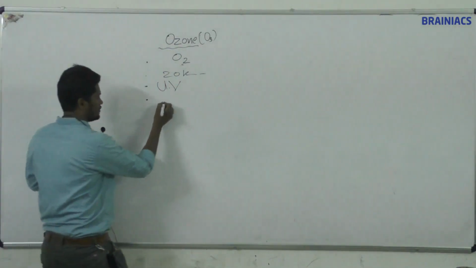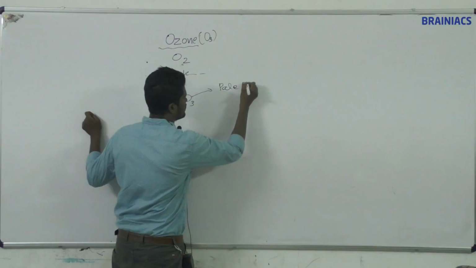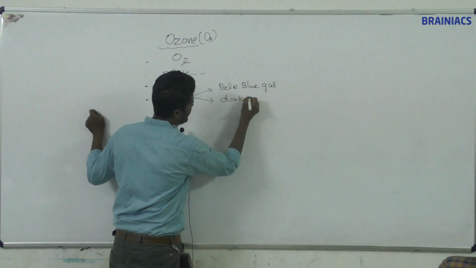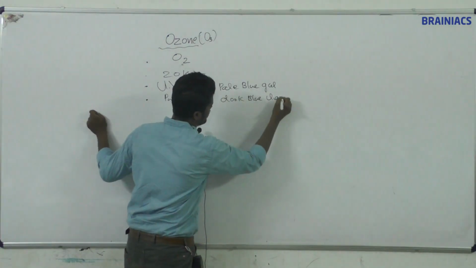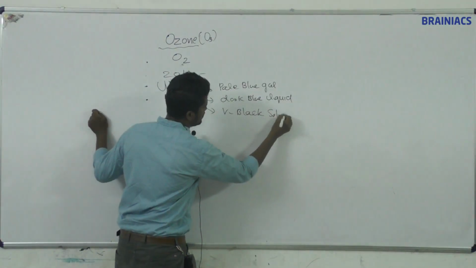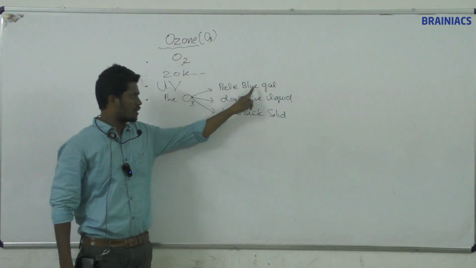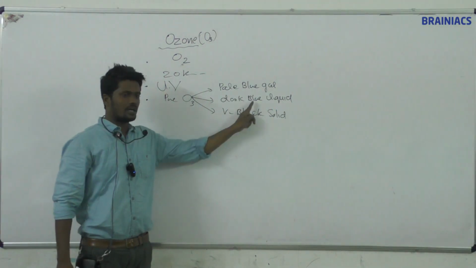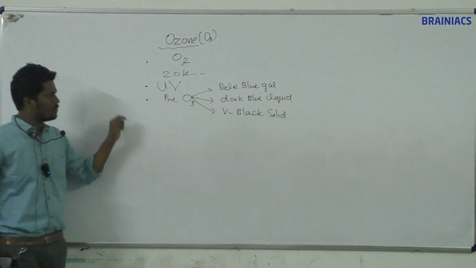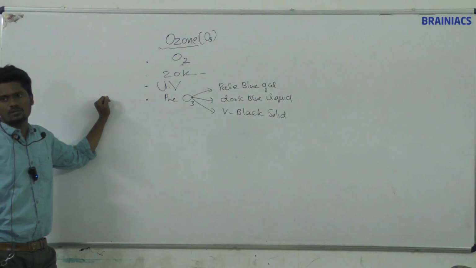Pure ozone is a pale blue gas, a dark blue liquid, or a violet black solid. So in the gaseous state, what is the color of pure ozone? Pale blue. And the color of liquid ozone? Dark blue. And solid ozone? Violet black.